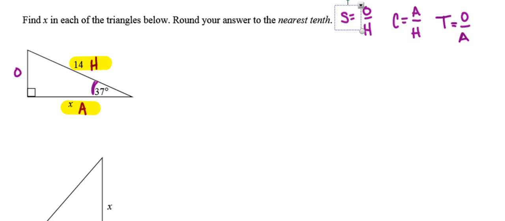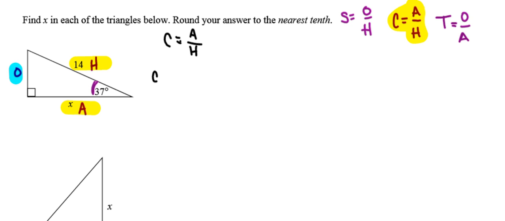If I take a look at that opposite side, I don't know what the opposite side is. I don't want to know what the opposite side is. This question has nothing to do with the opposite side. I need the trig ratio that deals with the adjacent side and the hypotenuse. So the trig ratio that I need to solve this problem is the cosine ratio. Again, just a reminder that cosine is equal to adjacent over hypotenuse.